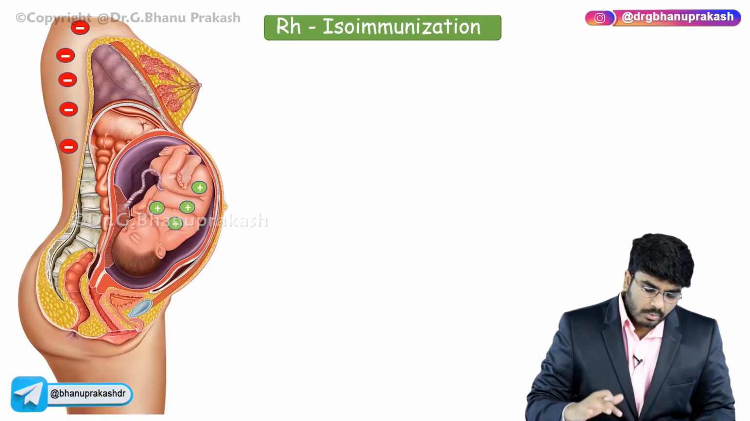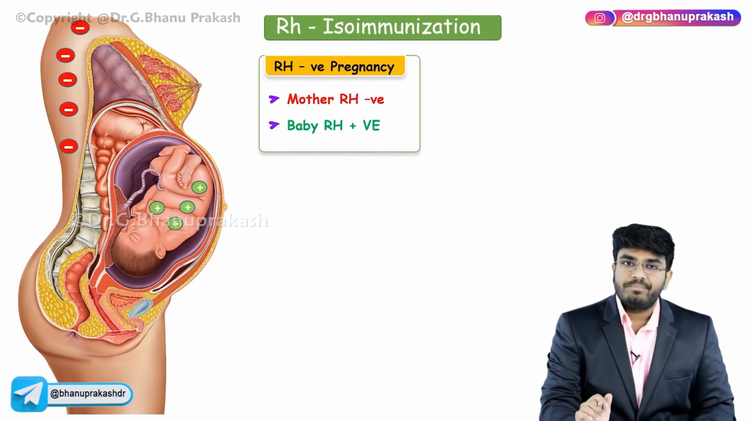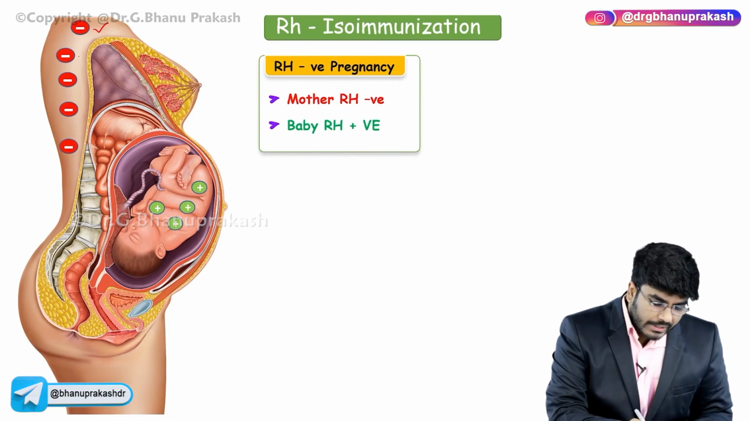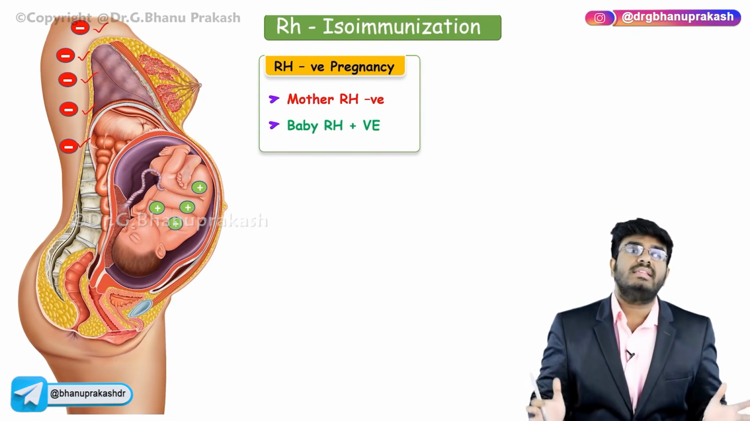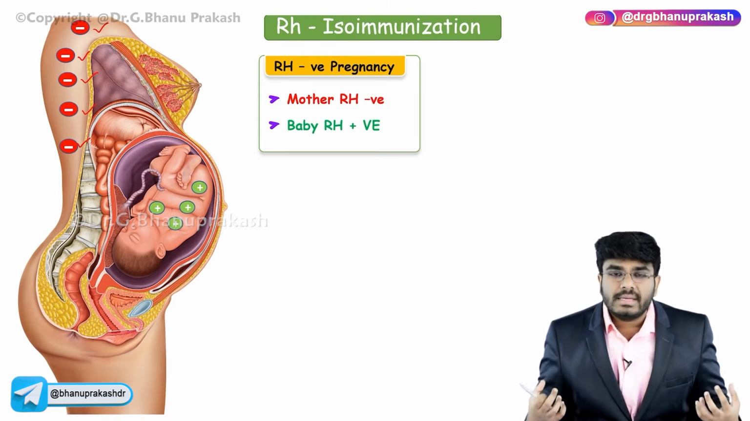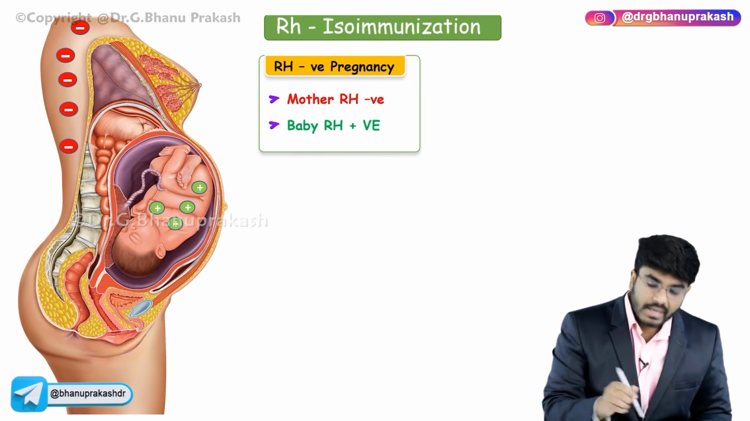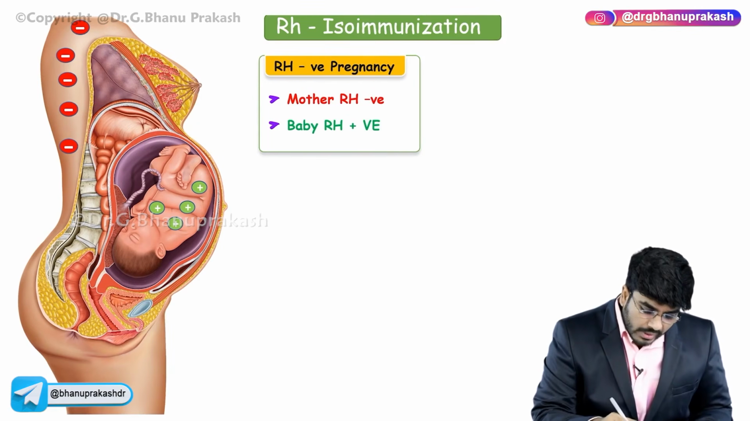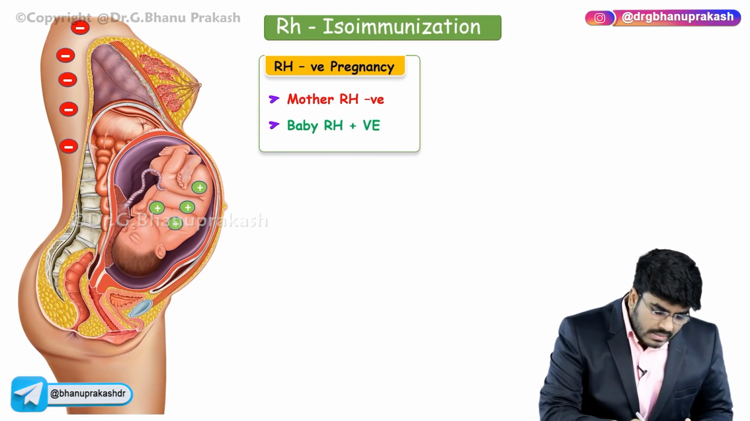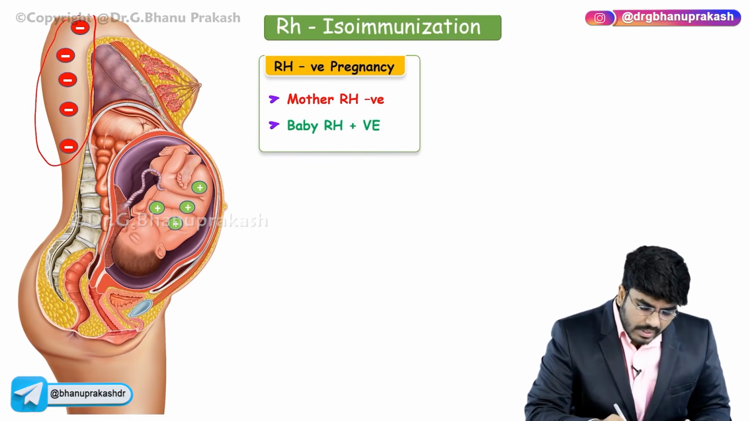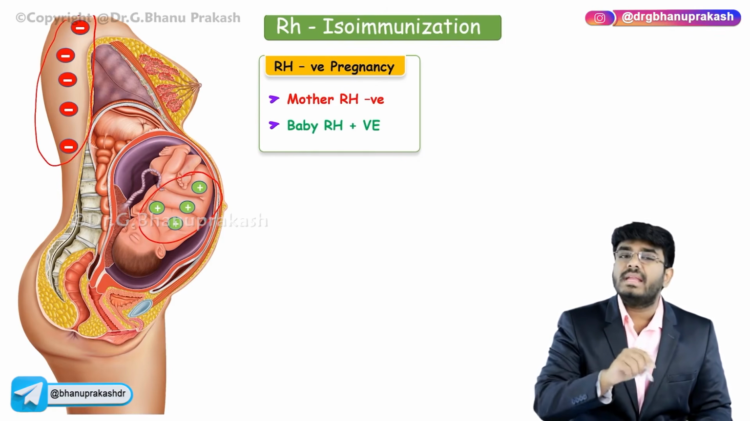Now let's talk about the RH negative pregnancy. What exactly is an RH negative pregnancy, guys? See, the mother is RH negative. Mother does not have the D antigens on her RBC. Mother doesn't know what a D antigen is. She is unfamiliar with the D antigen, because on her RBC surface there is no such thing as a D antigen. But her growing baby is RH positive. Then the problem will occur. Mother is RH negative and the baby is RH positive. On the surface of the baby's RBCs, D antigen is present.